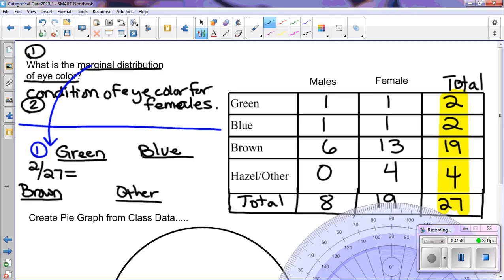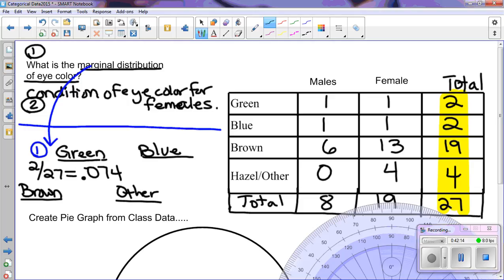What percentage of people in our whole class? 7.4%. I'm going to leave it as 0.074, right? Sorry, 0.074. I'm going to leave it that way. I'm not going to convert it to a percentage. That's okay. You can leave it as a decimal. And the reason I'm leaving it as a decimal is because I want to use that decimal to help us figure out how many degrees in our pie chart we should make for the green-eyed people.